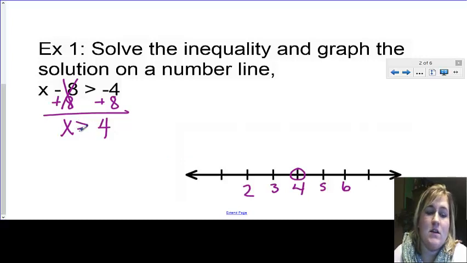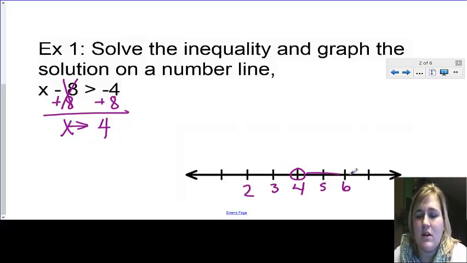Remember that it's going to be open if there's not an equal sign, and there's not one, so it's going to be open. And I can see which direction to shade by making the inequality into an arrow, as long as my variable's on the left side. So I'm going to make it into an arrow, which means I'm pointing to the right. That's my final answer for example 1.